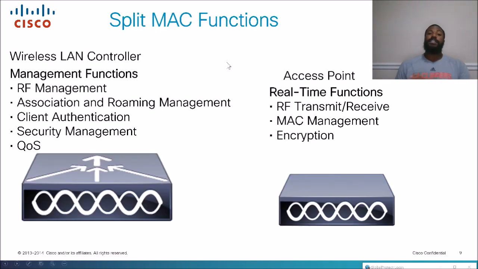So again, split MAC functions. We split the labor between the access point and the wireless LAN controller. The wireless controller controls RF management, association and roaming management, client authentication like usernames and passwords, security management, and quality of service. The access point controls real-time functions such as RF transmit and receive, so radio frequencies, MAC management and encryption.